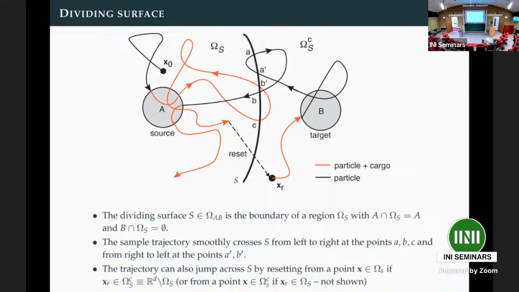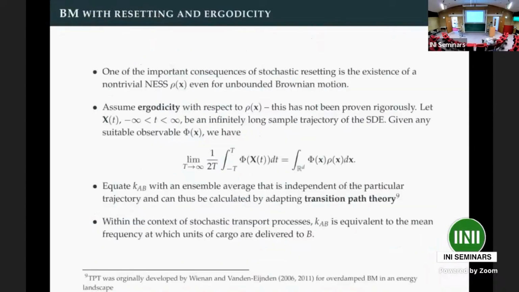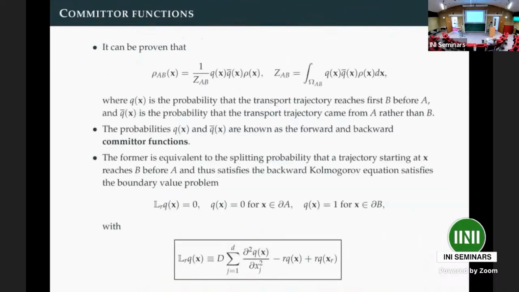But the other is, of course, that now there are two ways that you can have a direct path that crosses the surface S. The usual way, where you just cross continuously, but now you can also cross by jumping to a reset point. So that adds complexity to the calculations.